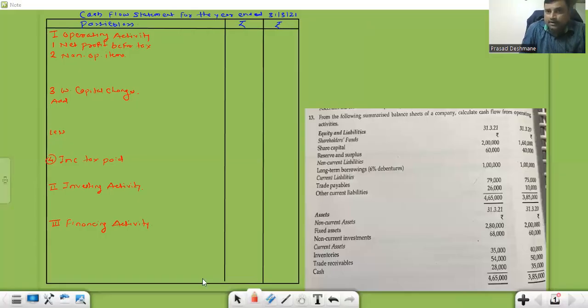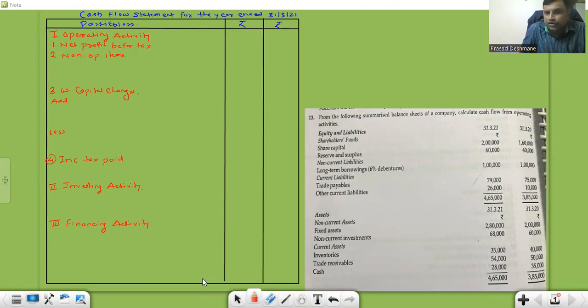Before starting any sum, we need to make this format to be easier for us. If you do it this way, it will save your time, and there are very few chances to miss any item when you have a format ready in front of you. Okay, so how do I start? They said, from the following summarized balance sheet of a company, calculate the cash flow from operating activity. They're asking only operating, but I'm showing you all three activities.